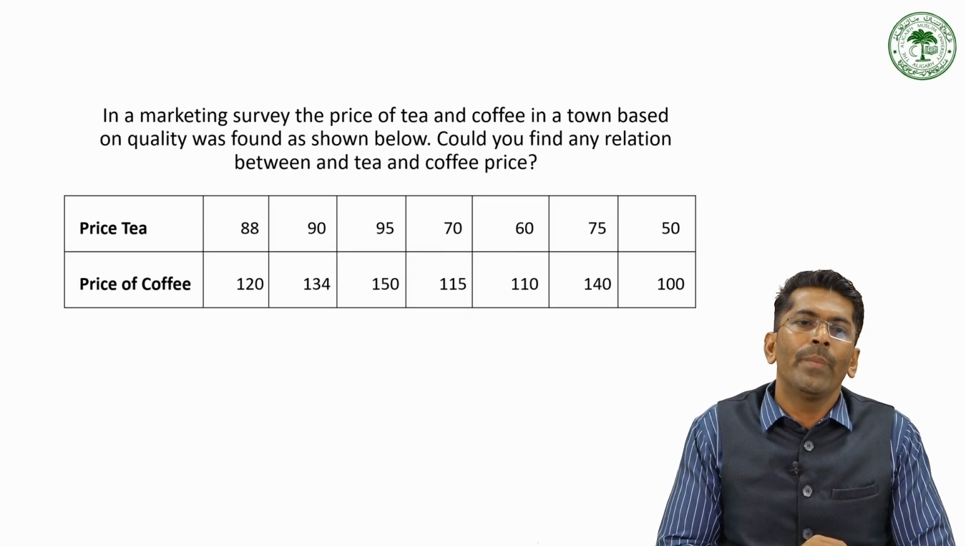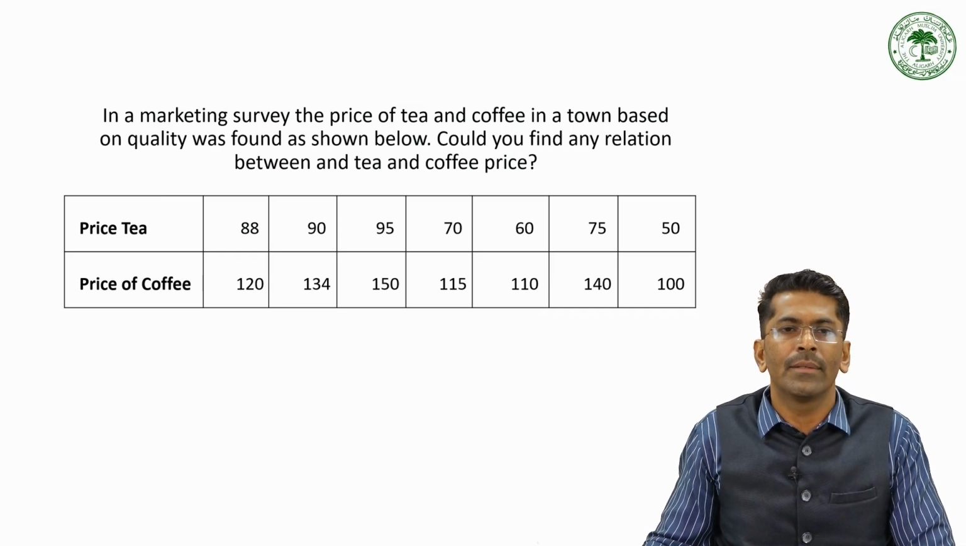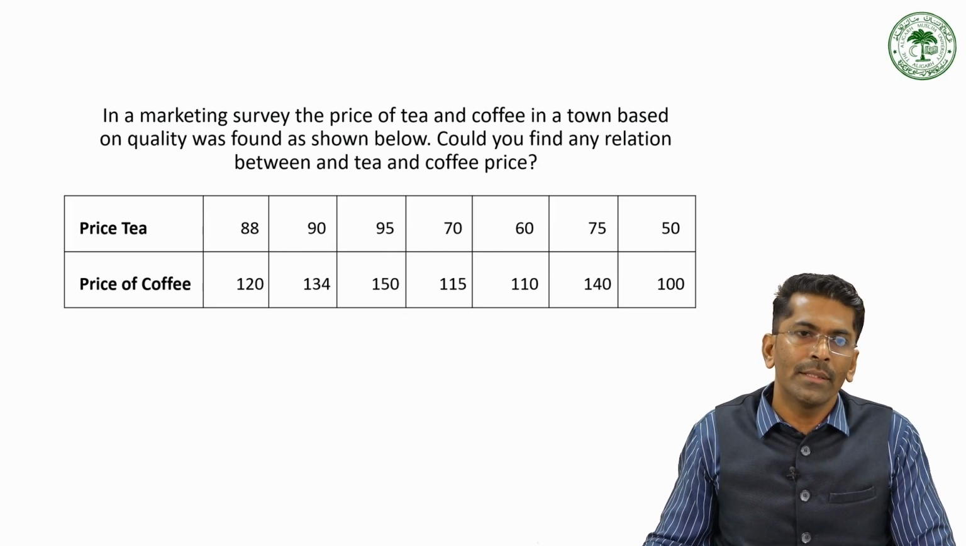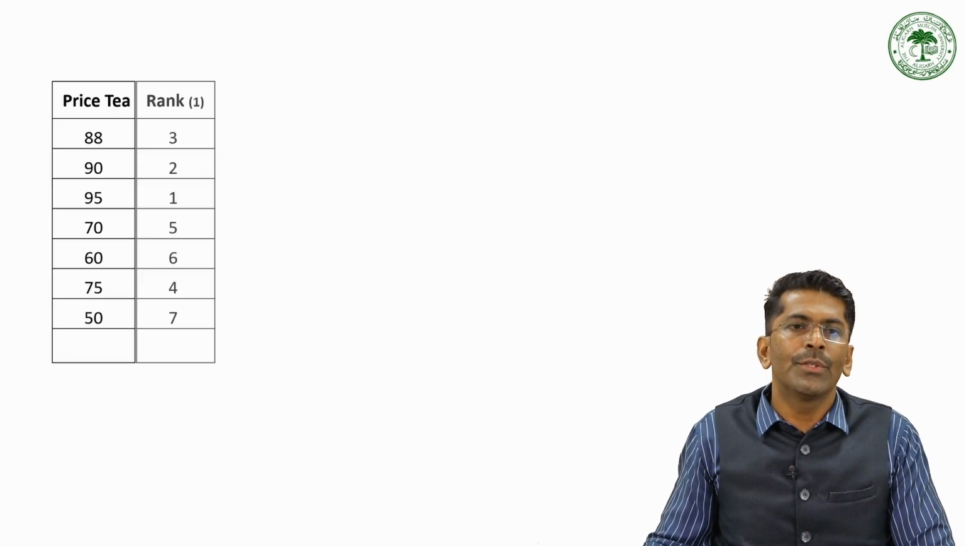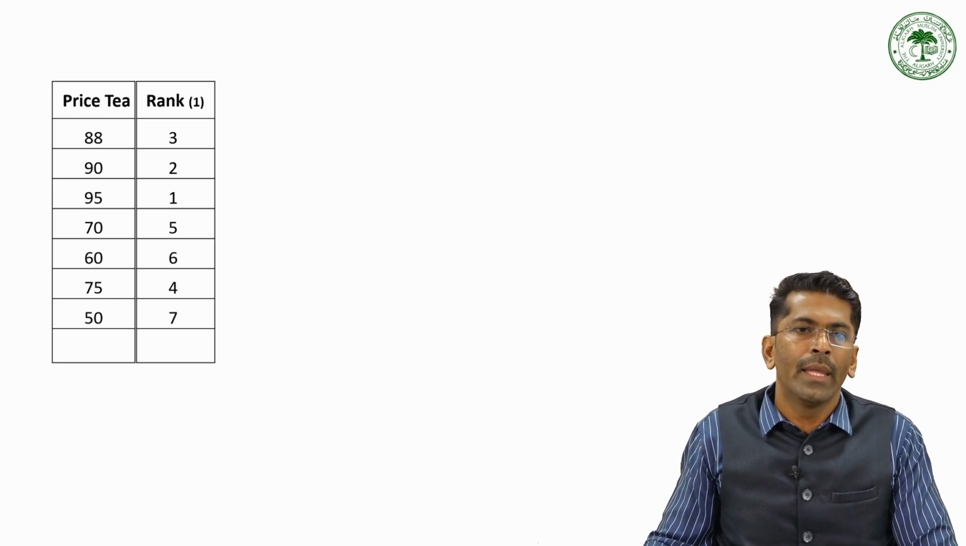Okay. Now, another example which is given here: in the marketing survey, the price of tea and coffee in a town based on the quality was found as shown below. Could you find any relationship between tea and coffee price? So the price of tea and price of coffee is given here. Since it is the actual value, we want to find out the ranks. So here the price of tea is given, and the highest price I have given the first rank. That's why 95 is ranked 1, followed by 90, which is second rank, 88 third rank, then 75 is fourth, then 70 is fifth, and so on.